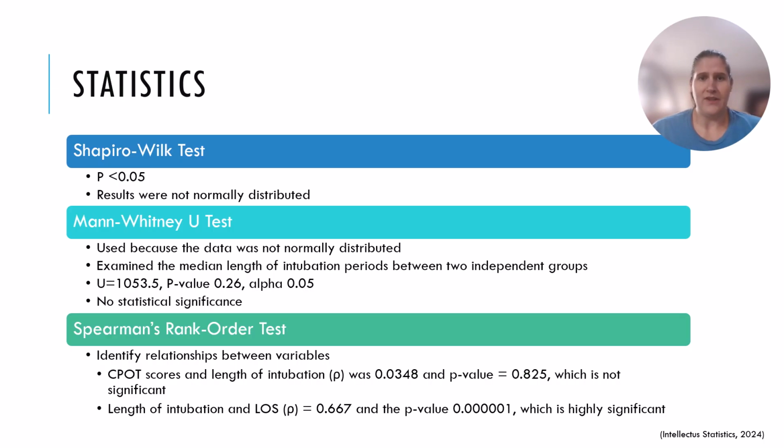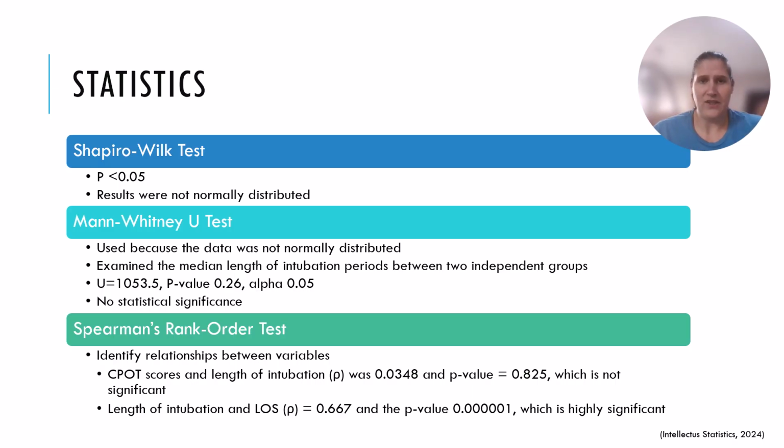The Spearman's rank correlation test was also used to identify relationships between variables. This non-parametric method is effective for measuring monotonic relationships, especially with data that is not normally distributed. The test evaluates the strength and direction of the relationship between two continuous variables. Specifically, it was used to assess whether higher CPOT scores were associated with shorter intubation times and to determine if the length of intubation correlated with the length of stay.